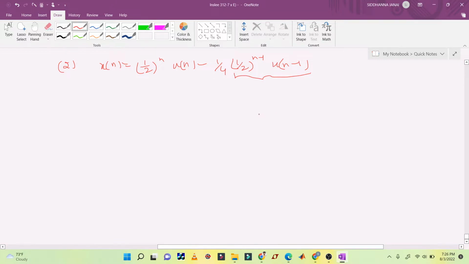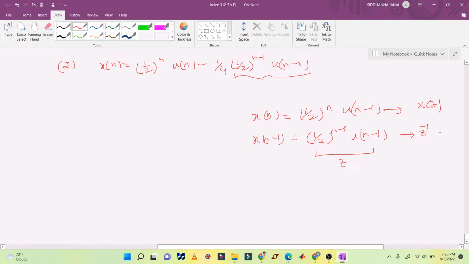If you are given say x of n is equal to 1 by 2 to the power n u of n, then the time shifted version is x of n minus 1, that is 1 by 2 to the power n minus 1 u of n minus 1. For this time shifted version, whatever z transform you get, say for this one we get z transform as x of z, then for the shifted one the z transform will be z inverse into x of z. Using the properties we need to write the z transform of this signal.